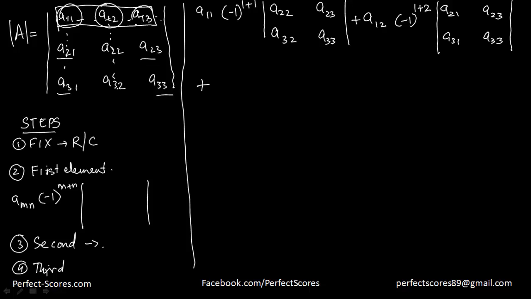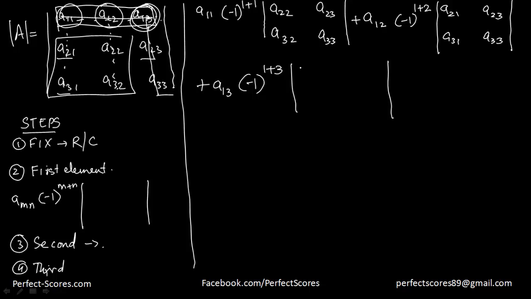So now we're going to go to this element, that is a of 1 3. Now bear with me here, negative 1 raised to the power 1 plus 3 into the determinant of. We're going to forget this line completely, because we're talking about this element, and we have only these four elements left, which are a21, a22, a31 and a32.